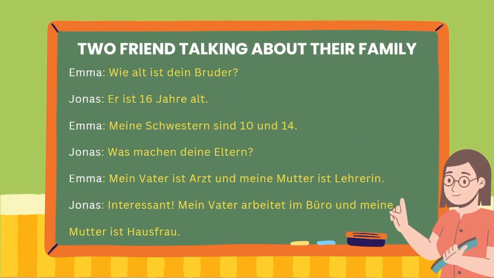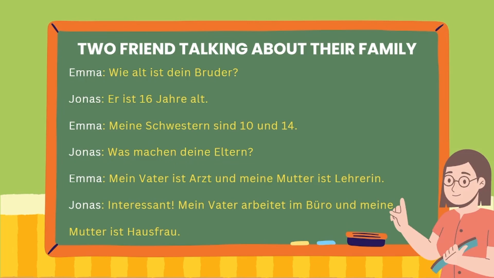So let's get further into this small talk. Emma says, "Wie alt ist dein Bruder?" Johannes replies, "Er ist 16 Jahre alt." So Emma basically says, "How old is your brother?" Johannes replies, "My brother is 16 years old." Emma tries to describe the age of her sisters. So Emma says, "Meine Schwestern sind 10 und 14." So Emma says, "My sisters are 10 years and 14 years of age."